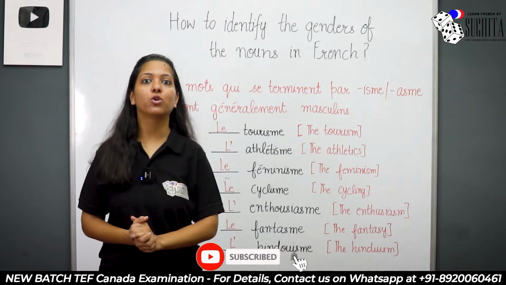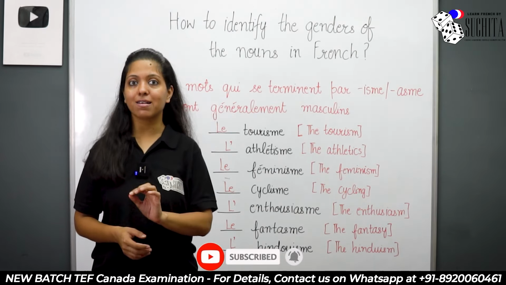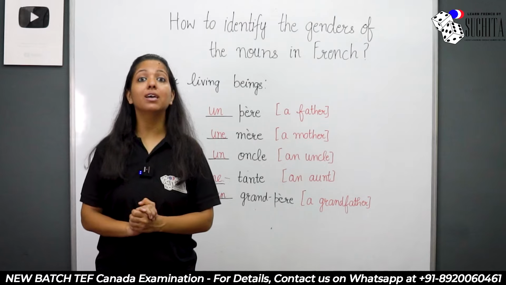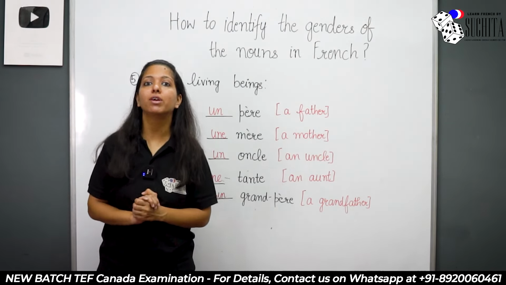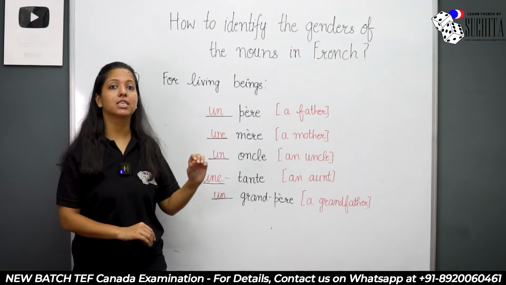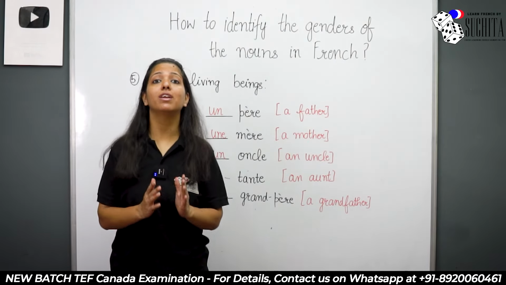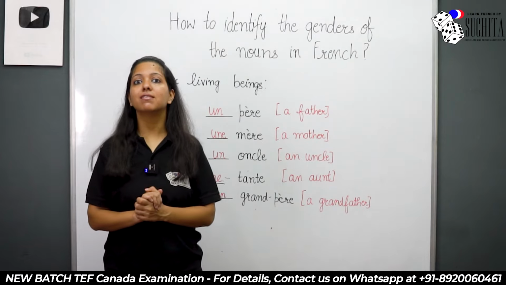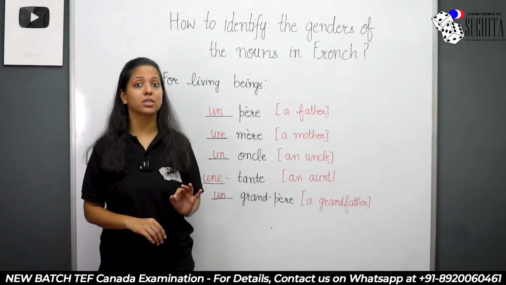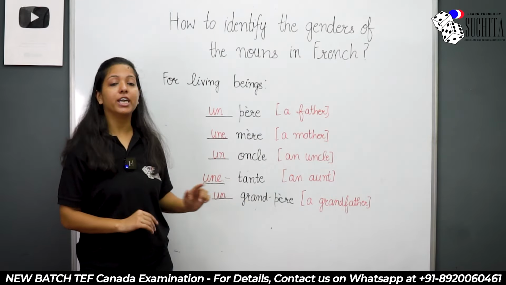So the words which end with isme or asme, they are masculine. Now the last rule being, how would you identify the gender of the living beings? For example, you have father, mother, uncle, aunt, grandfather, anybody who is a living being. In that case, never see whether a word is ending with E or not. Because see, all of them are ending with E.